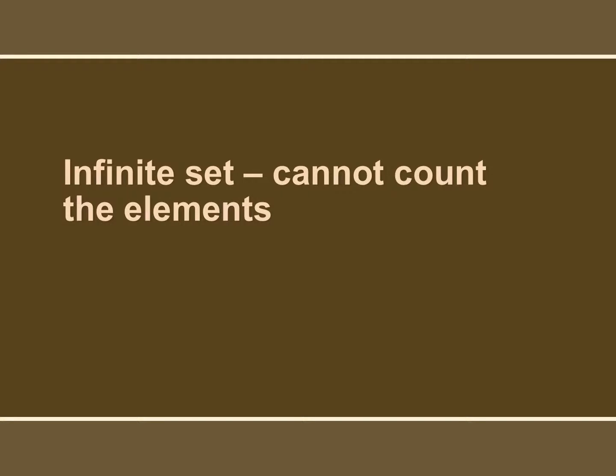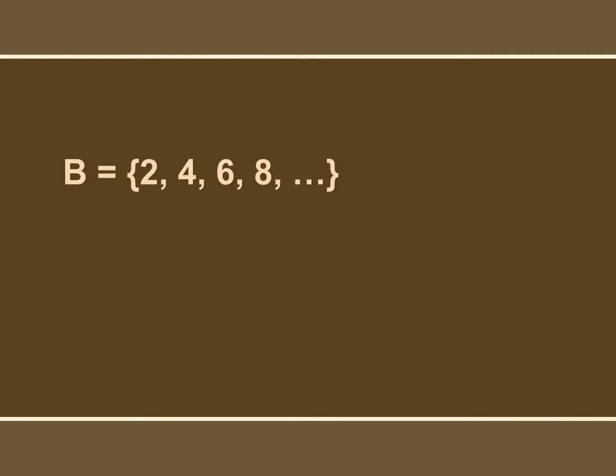The other kind is what we call an infinite set, just like infinite sounds like infinity, never ending. In an infinite set, we cannot count the number of elements in that set. For example, here I have set B, which is the set of 2, 4, 6, 8, and so on. This is an ellipsis, and that represents that we continue in the same pattern. So it looks like we're counting the even numbers: 2, 4, 6, 8. Set B would be the set of even numbers, and since there's an infinite number of even numbers, we would call this an infinite set.